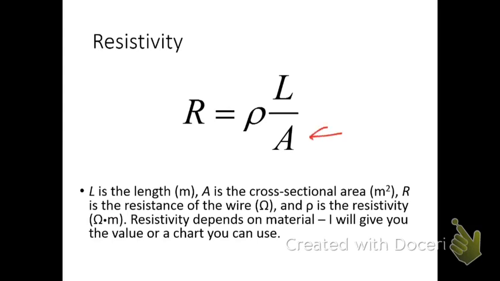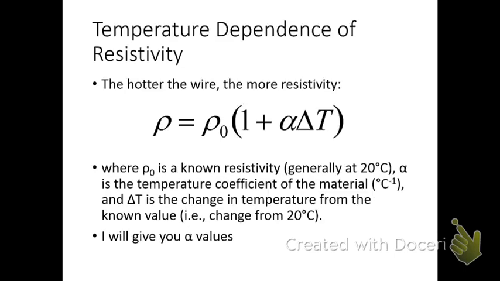For wires, generally the cross-sectional area is a circle, so I can replace that with pi r squared, where r is the radius of the wire. Like I mentioned earlier, resistivity does depend on temperature too. So rho equals rho naught times 1 plus alpha delta T. Rho naught is some known resistivity for that material, which will be given to you. Alpha is the temperature coefficient, which also depends on the material. It will be given to you. And delta T is the change in temperature from 20 degrees Celsius, whether you're getting hotter or colder. And rho will be the resistivity when you're finished.